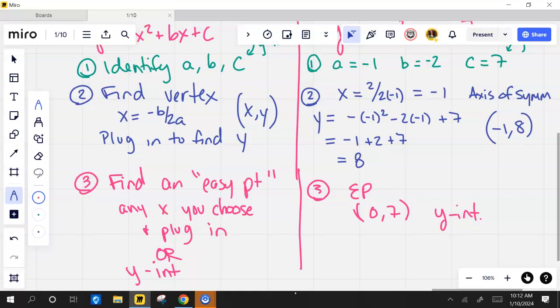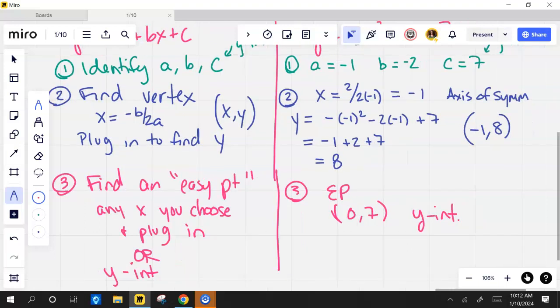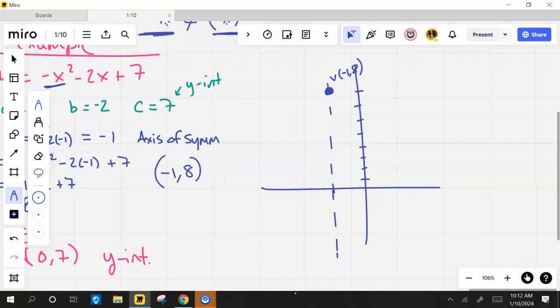And I'm going to do an example with you after this where you can't use the y-intercept and you actually have to pick one and show you what happens here. So on my graph, what does that look like? Well, here's my vertex, my y-intercept, there it is, 0, 7. Does that make sense? All right.